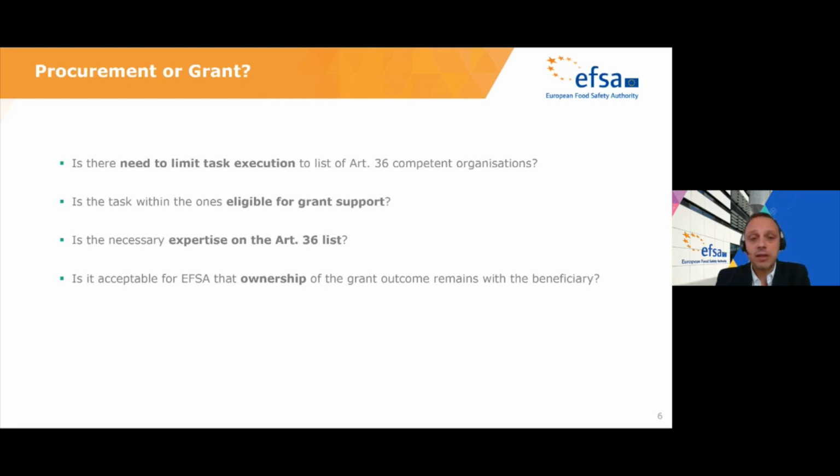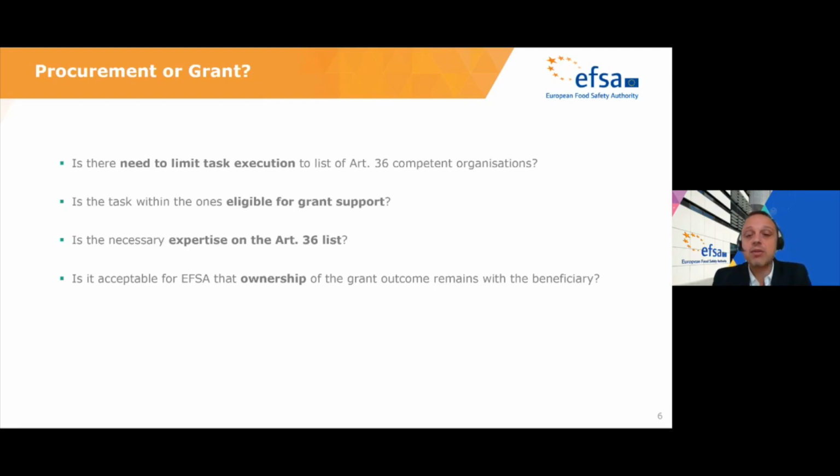Another question that we ask ourselves is whether the expertise that we need is within the Article 36 list of competent organizations, because if it's not, then we believe that it will not be within those organizations, then most probably the call will fail, and then we will have to relaunch as a procurement procedure.